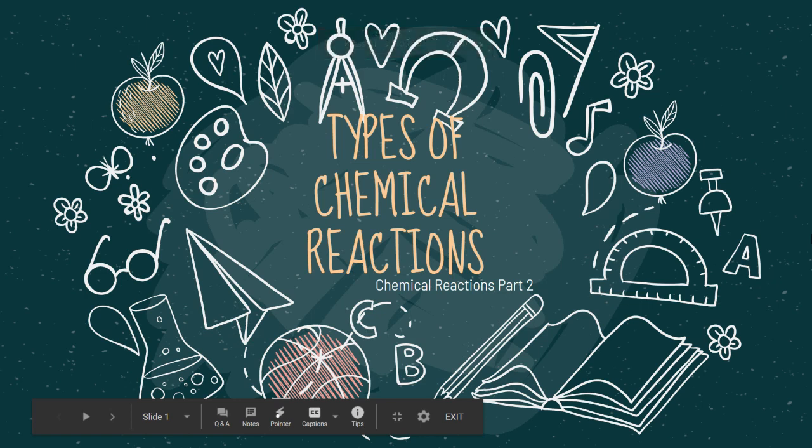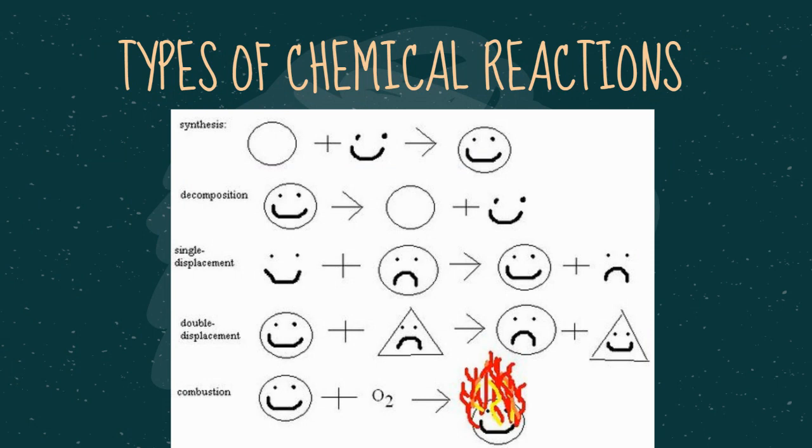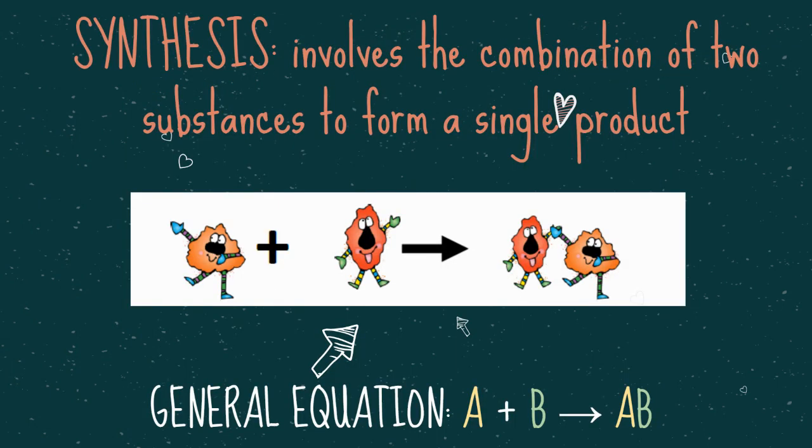Hi, grade 9s. Today we're going to be learning about different types of chemical reactions. Just to summarize, those are a few of the ones that we mentioned last class. I'm going to quickly go over the first two because we have talked about them already.